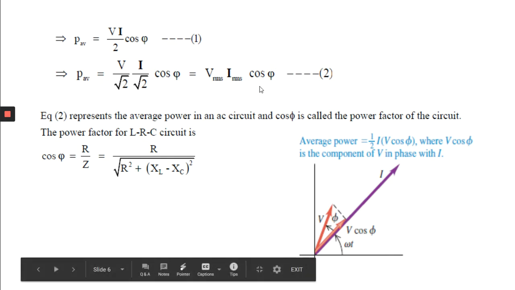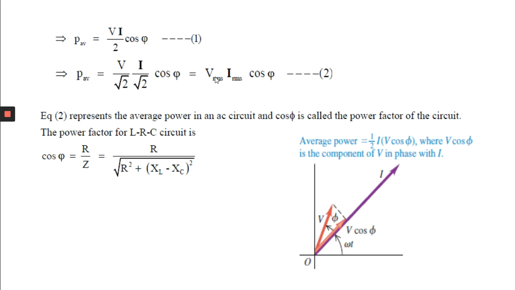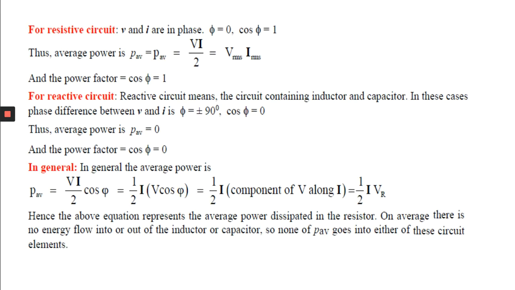And obviously when there is no phase difference, the phase angle is 0. What is the power? Power is V into I. So when the phase angle is 0, power is V into I. Okay. So now let us consider different circuits.